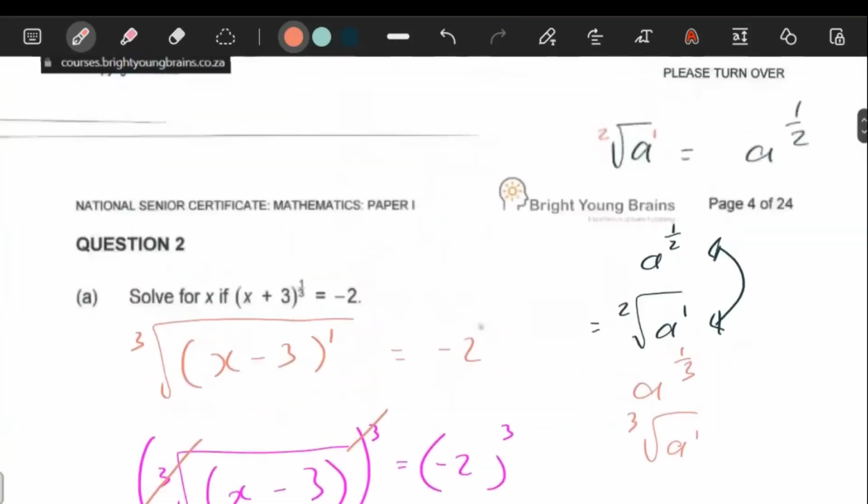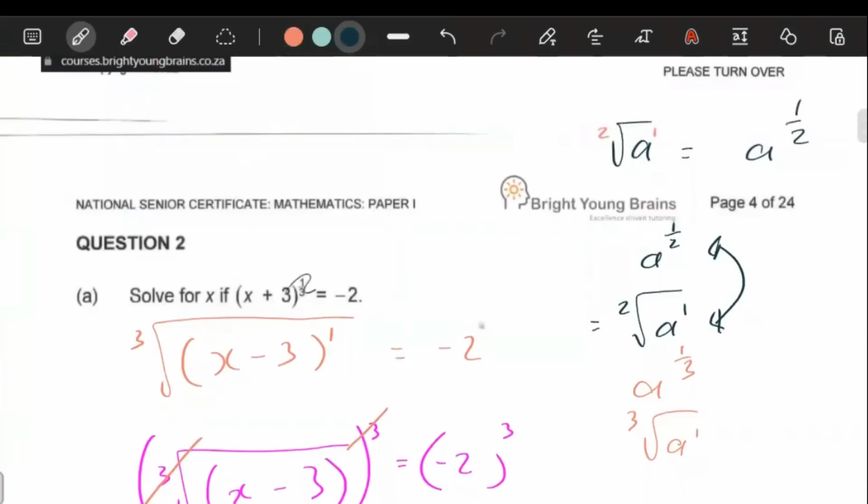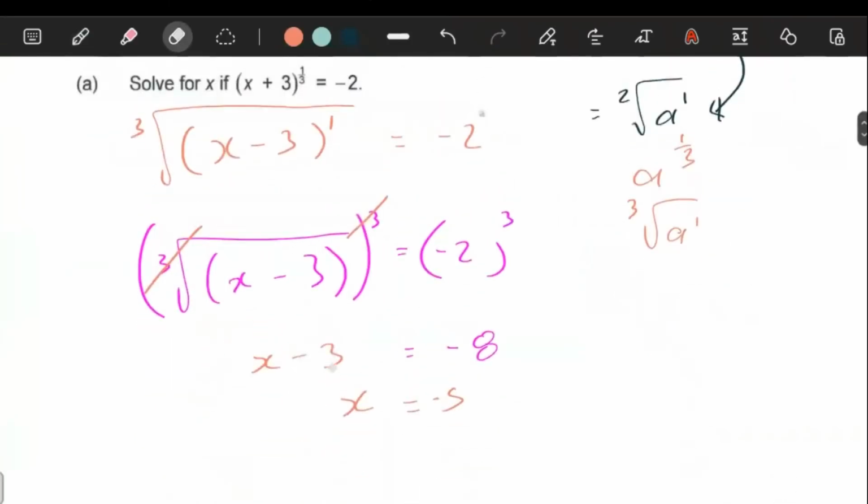Another way you could have done it is in your calculator, you could have just put a symbol like this with a third over there in the calculator. And then here also a symbol like that with the third here in your calculator. It would still have worked out. You would then have been left with this step here.